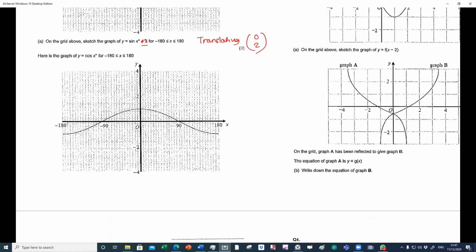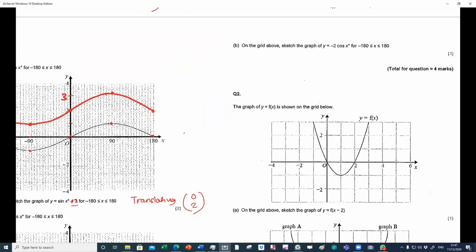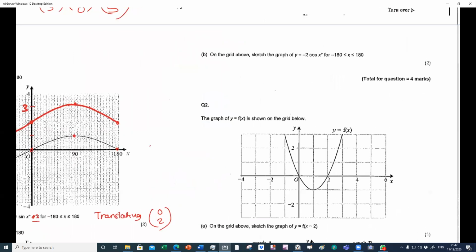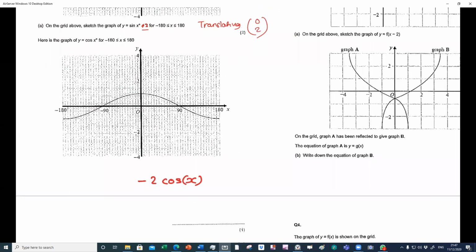And then it says, here's a graph of y equals cos of x from -180 to 180. Now, what do they want to do? On the grid above, sketch the graph of y equals -2 cos x. So we have to draw -2 cos x. What happens when you put a -2 on the outside? Is it going down? You're multiplying it, so we've got two things happening. We've got a 2. What does the 2 do to the cos graph? It stretches it.